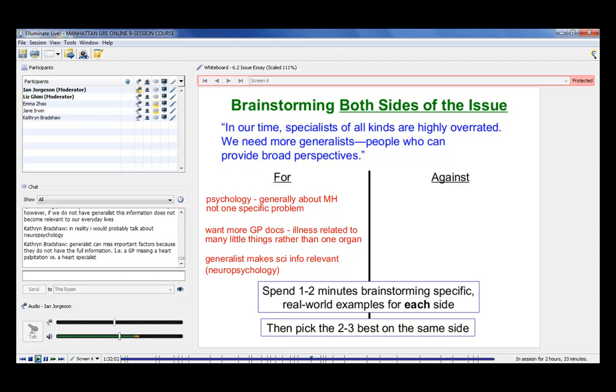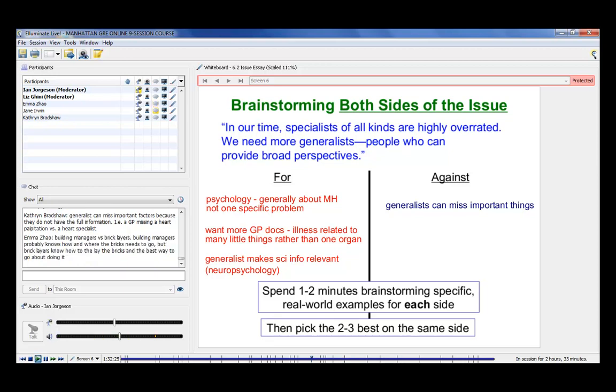Generalists can miss important factors because they do not have the full information. Okay, so that's the argument. Generalists can miss important things because they don't know enough about each thing. And then the example you're using is GP missing a heart palpitation. Okay, I'll buy it. Okay. That's a cool example, Emma.